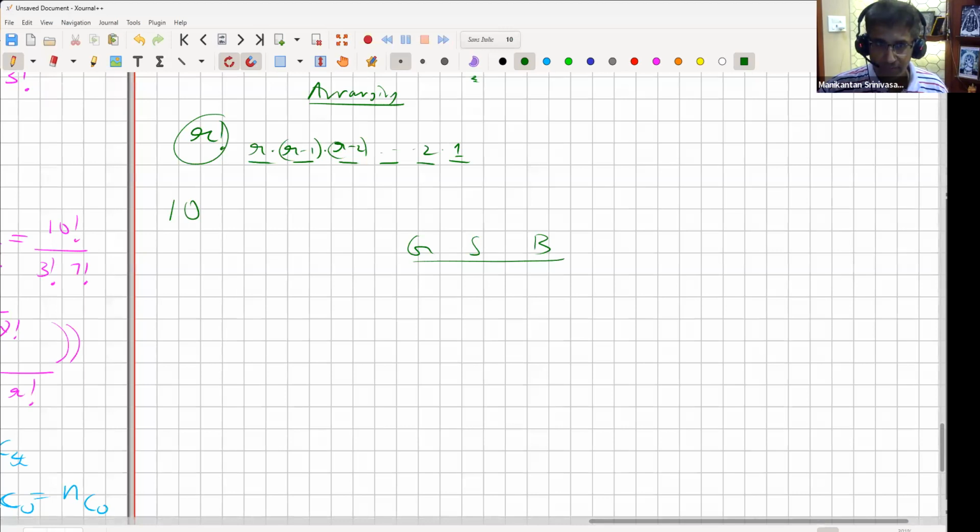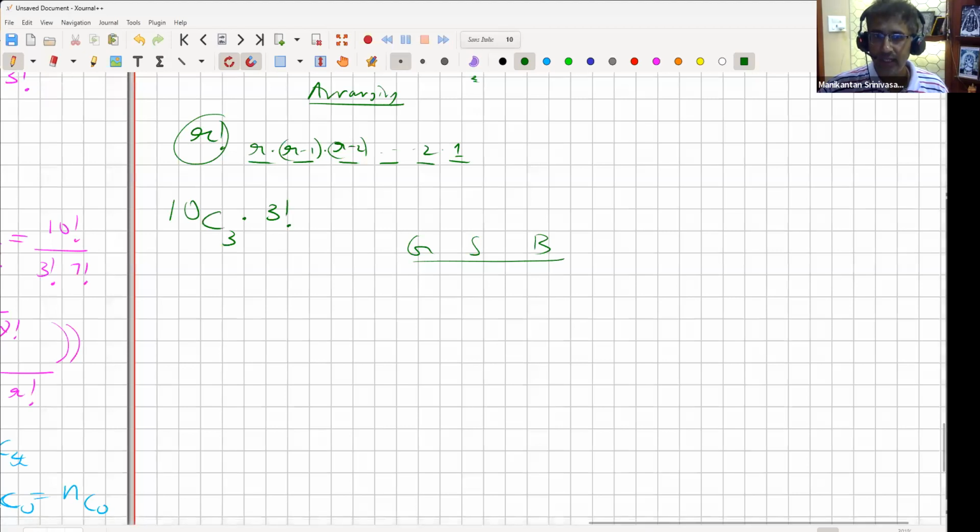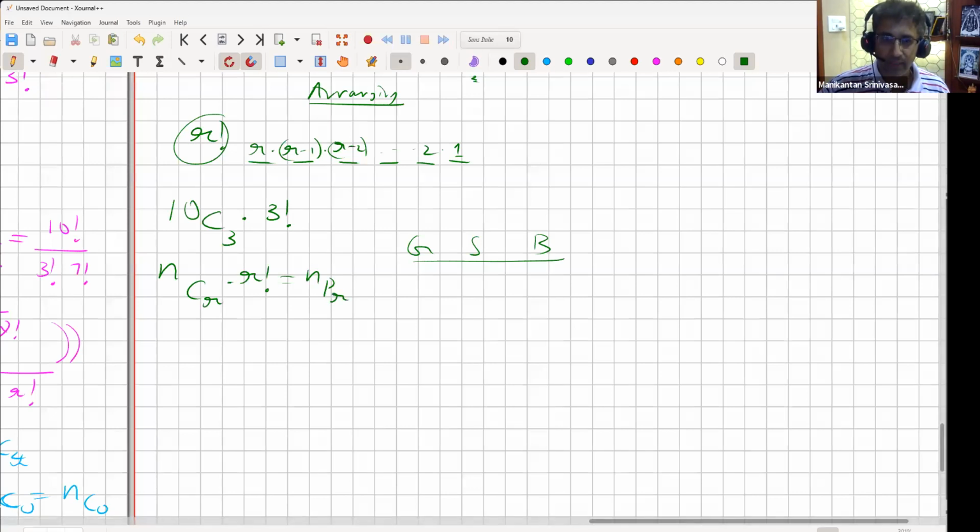So first we have to select which are the top 3, right? And after having chosen the best 3, you can give them in any order, 3 factorial ways. So the combination of n choose r times r factorial gives the arranging as well, right? Which is called nPr, but I try to avoid nPr as much as possible. So it's a little confusing.